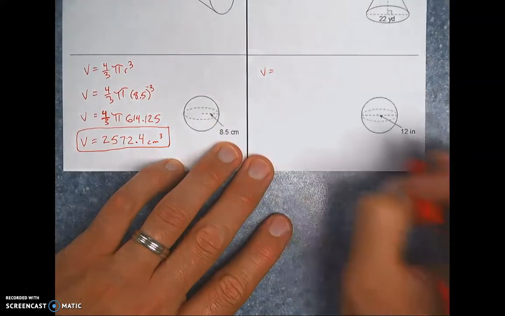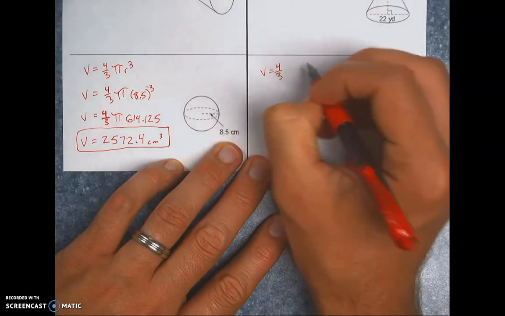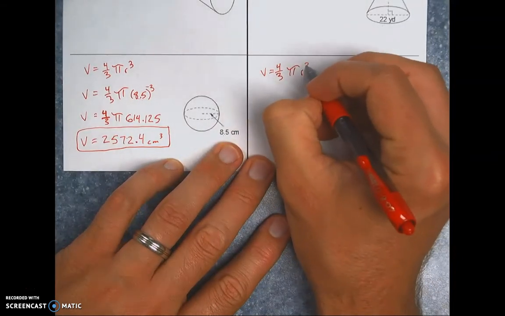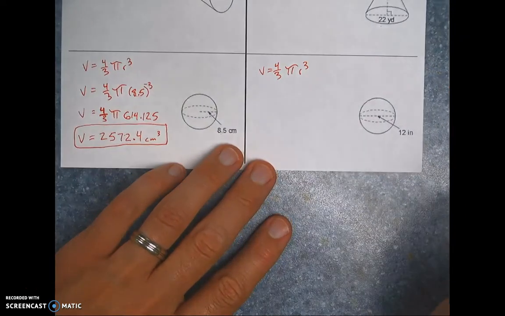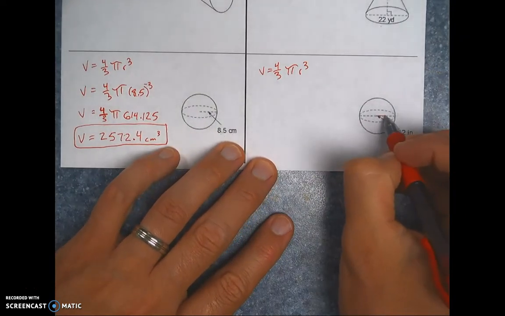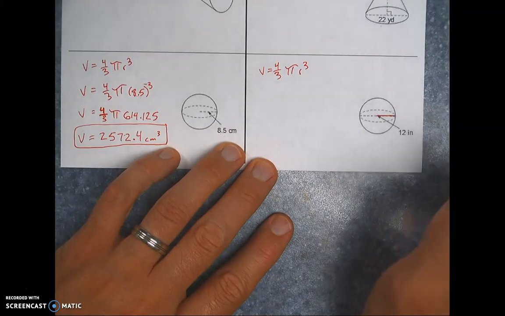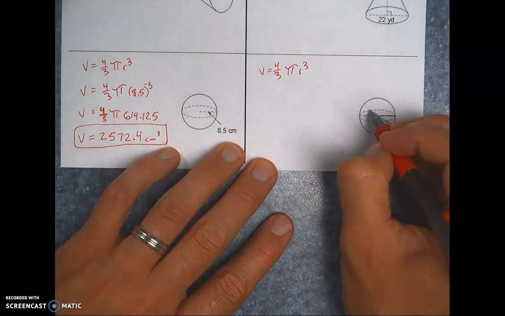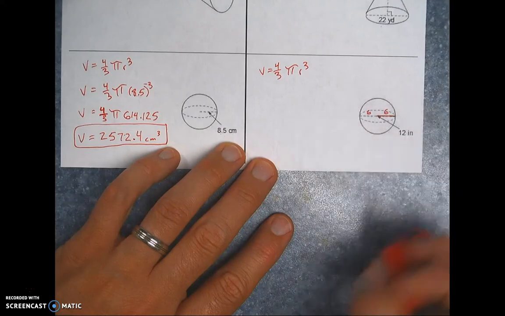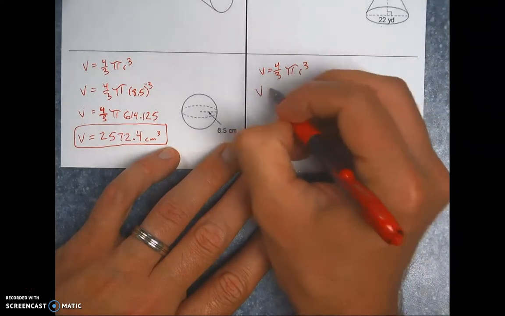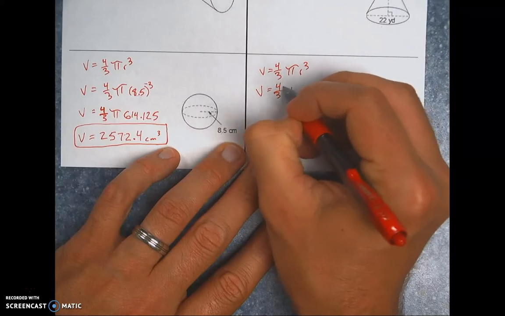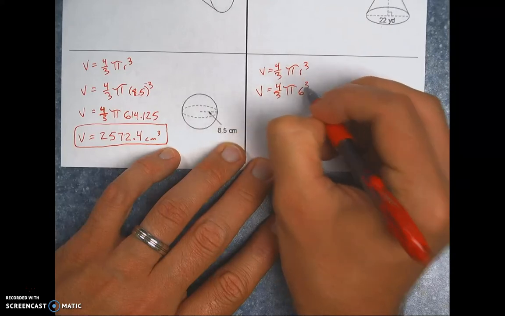So let's run to the second one. Writing the formula down. 4/3 pi r to the third. We need to be careful on this one. They've given us the diameter all the way across. We need the radius, so we're going to take half. So the radius is 6. So when we plug this in, it's going to be 4/3 pi times 6 to the third.